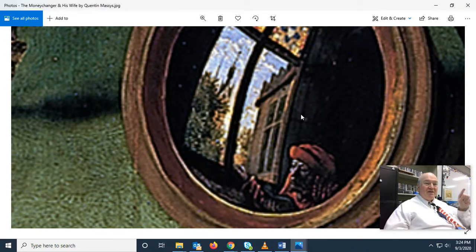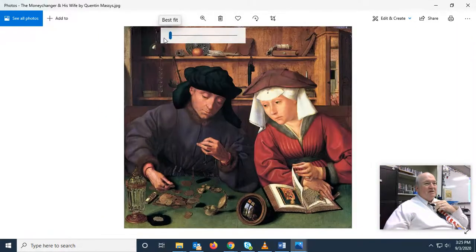The artist, and by the way, that's not a big picture. And the artist, and I don't know what this is depicting necessarily. I mean, is it the artist? I'll have to look that up. That's cool stuff. Great stuff. But anyway, yeah, the money changer and his wife. Okay. Let me see if I have any others.